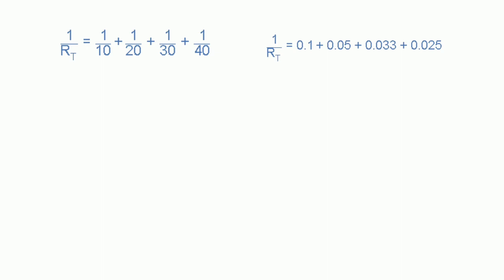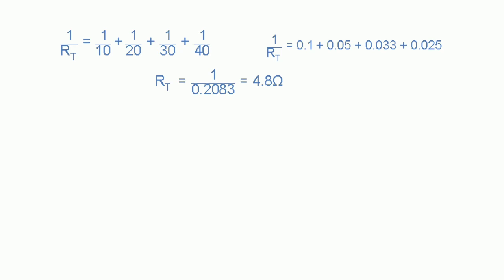So, ang sagot dito is 0.1 plus 0.05 plus 0.033 plus 0.025. So, ang sum niyan ay 0.2083. So, kukunin natin yung reciprocal ng sum na ito. So, 1 over 0.2083 equals 4.8 ohms.